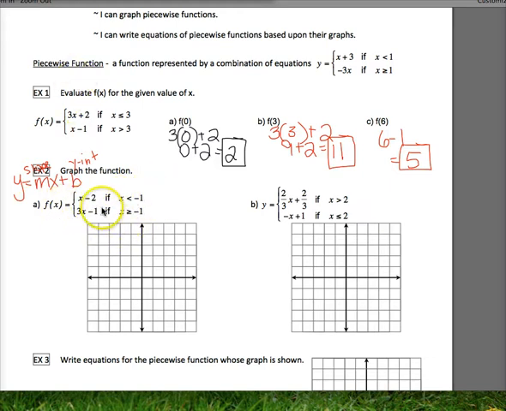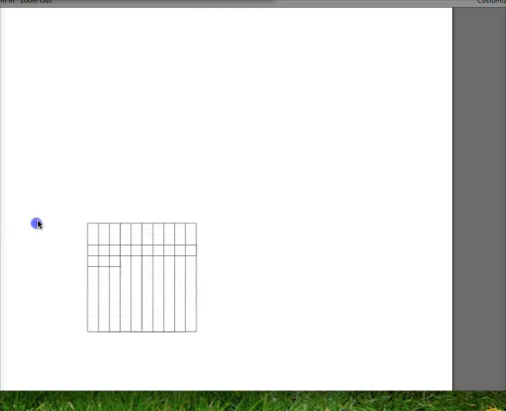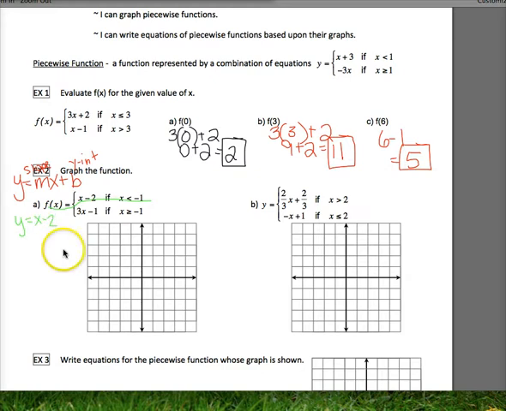So we're going to look at the pieces separately. So right now I'm just looking at this part. That really says, basically, because f of x is the same thing as y equals x minus 2 if x is less than or equal to negative 1. We're not going to worry about the if part right now. We're just going to worry about graphing this line, y equals x minus 2.